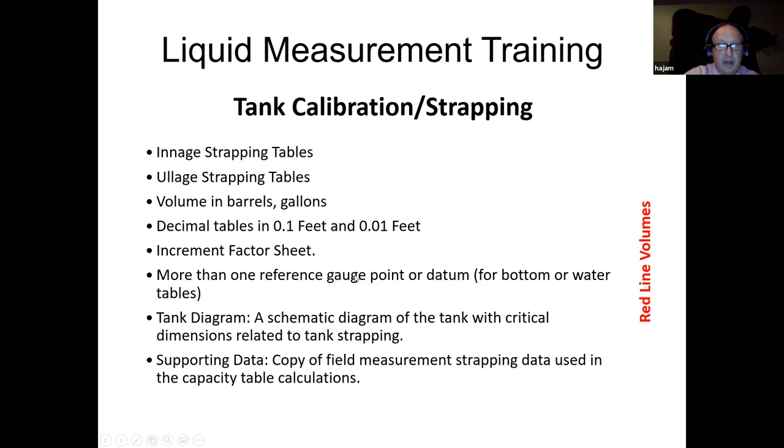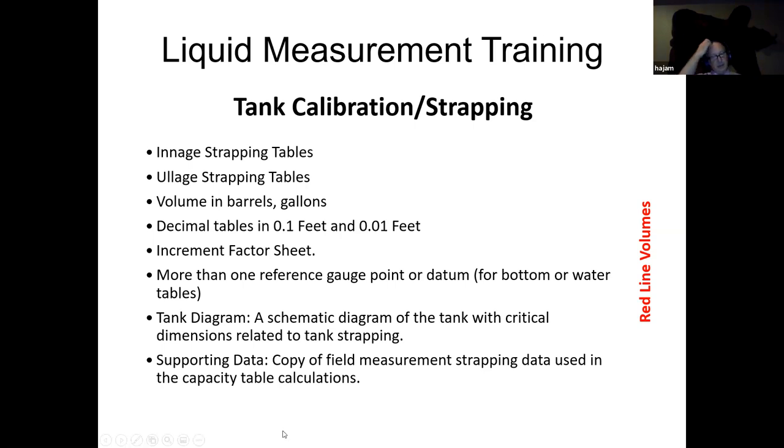More than one reference gauge point or datum plate for bottoms or water tables would be developed from that. So we need to have a datum plate, which is the 0 point of the gauge compared to the reference spot on top of the tank. Every tank has a reference gauge spot that is used to determine the actual depth of the product in the tank. That reference is always used to measure the volume in the tank.